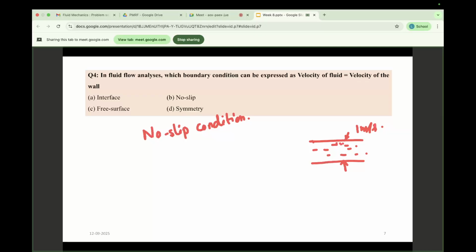Here the velocity of the fluid adjacent to the boundary should be the same as that of the boundary. For a stationary wall, the velocity at the wall is zero, so the velocity of the fluid is also zero near the wall. That is a basic assumption, and we have to take this assumption for any simulation-based work.